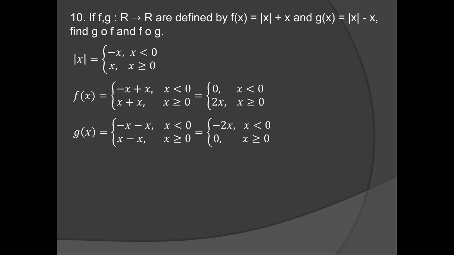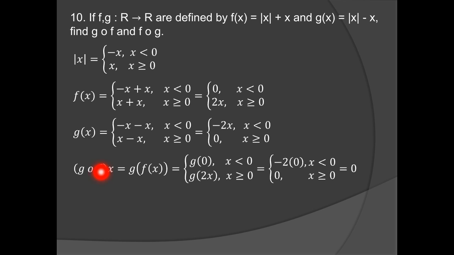Okay, now we have to find the composition, which is g of f of x. G of f into x is g of f of x. So in the place of x I have to substitute f of x. So g into what is f of x? 0. So g of 0. Again there is one more f of x which is 2x, so that also has to be written.